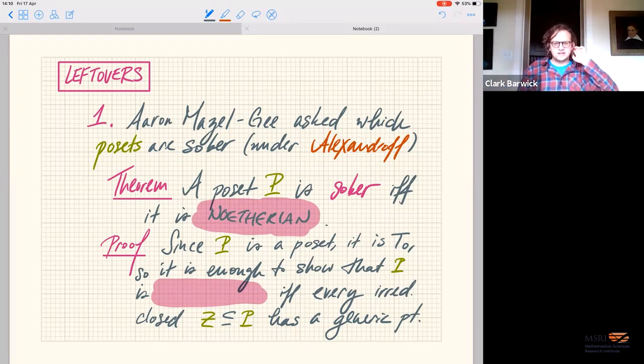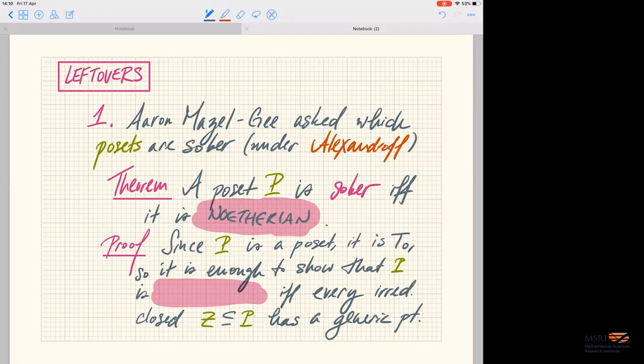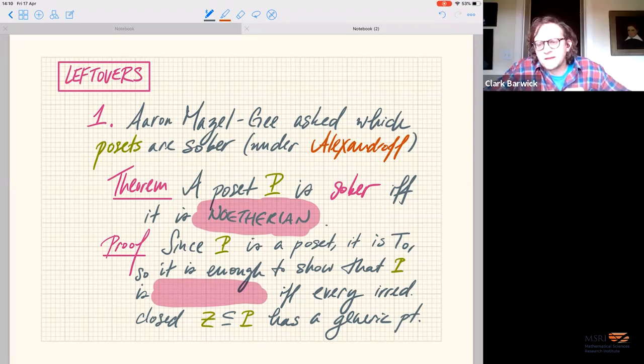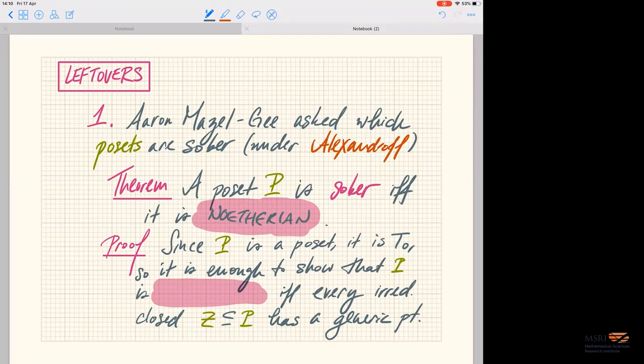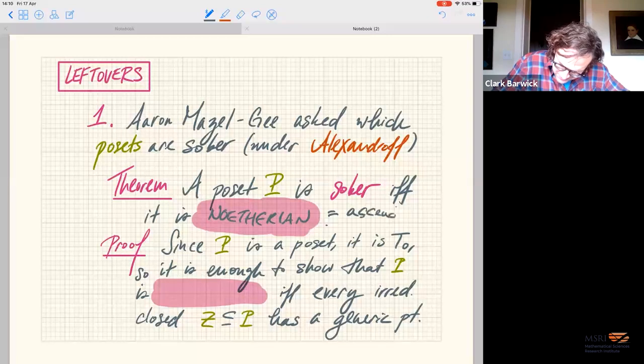Anyway, so let me set about proving this theorem to try and explain why Noetherianness is a good idea. Sorry, my internet cut out just as you were saying this. Is Noetherian ascending chain or descending chain condition? It's ascending chain. Okay, thanks. How do you spell ascending? There we go.